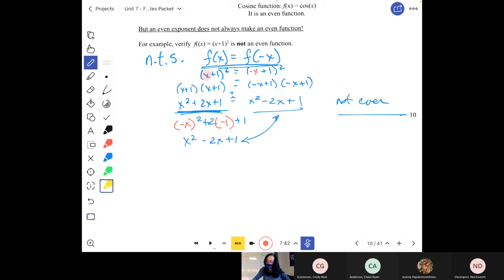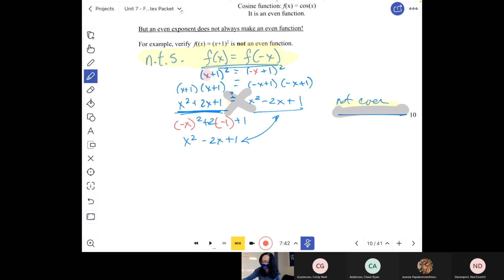But this is what you would have to show to state that it is even algebraically. You need to show this. If this is false, it's not even. So this was false. So all I can say is it's not even. Now, if I were to give you a graph, you should be able to see it.